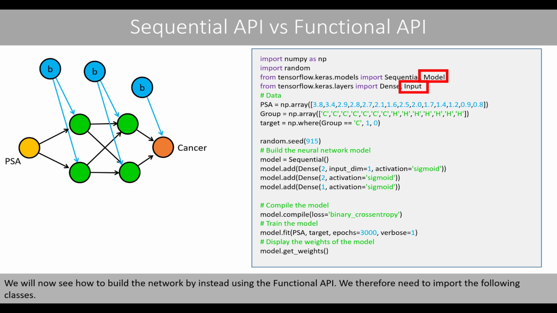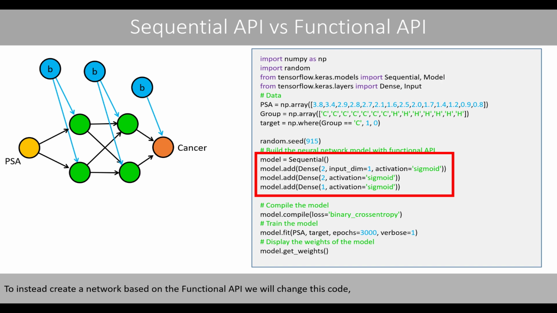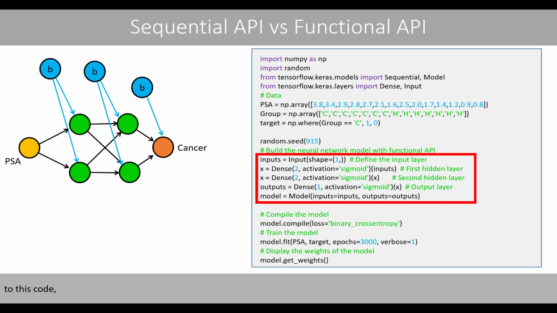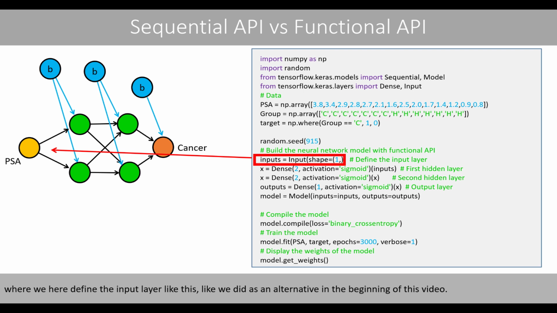We'll now see how to build the network by instead using the Functional API. We therefore need to import the following classes or functions. To instead create a network based on the Functional API, we will change this code to this code, where we here define the input layer like this, like we did as an alternative in the beginning of this video.